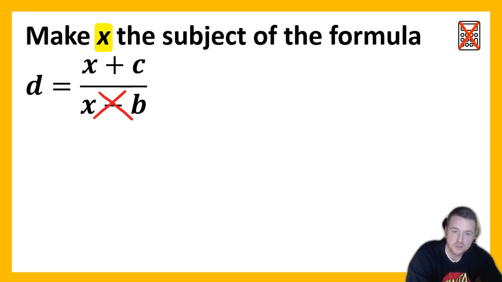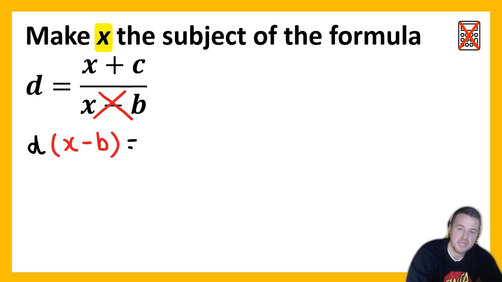Because I'm multiplying 2 terms, this will introduce a bracket on the left hand side, as I need to multiply d by both x minus b, and this will be equal to the right hand side, which is x plus c, with the fraction now eliminated.